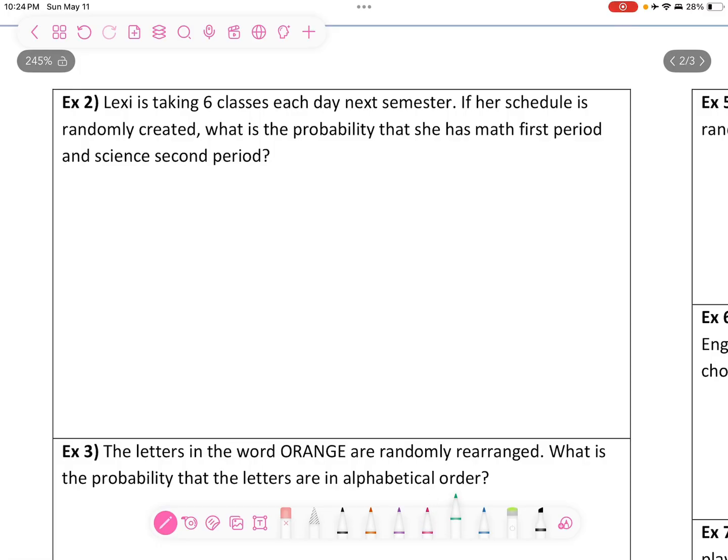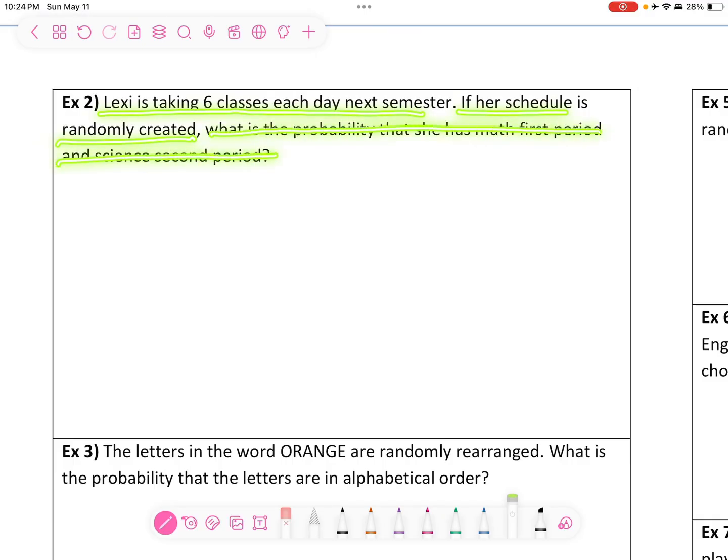So for example 2, it says Lexi is taking 6 classes each day next semester. If her schedule is randomly created, what is the probability that she has math first period and science second period? First of all, when we figure out if it's a permutation or a combination, and when we figure out the total outcomes that are possible, we have to ignore the probability question itself. So Lexi is taking 6 classes. If her schedule is randomly created, that's the only thing we can use. We can't talk about the probability part yet.